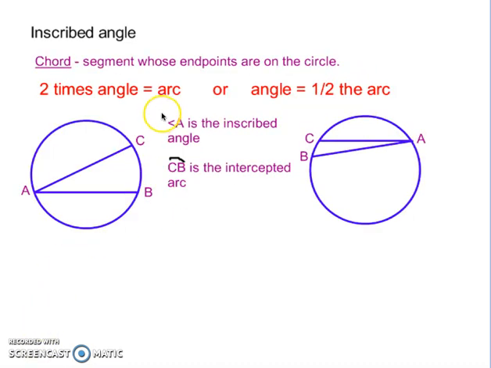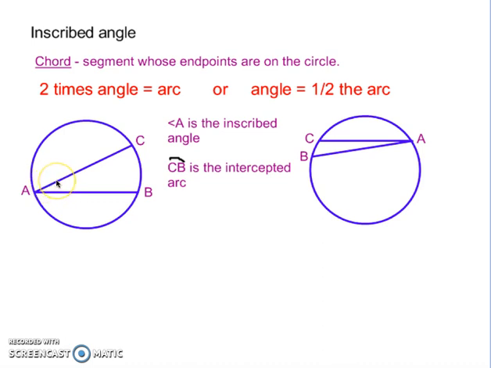So the new types of angles for today are called inscribed angles. If you just glance at these two pictures, you notice that where the angle is actually created is at the edge of the circle, and it doesn't come from the center. That's what an inscribed angle is.